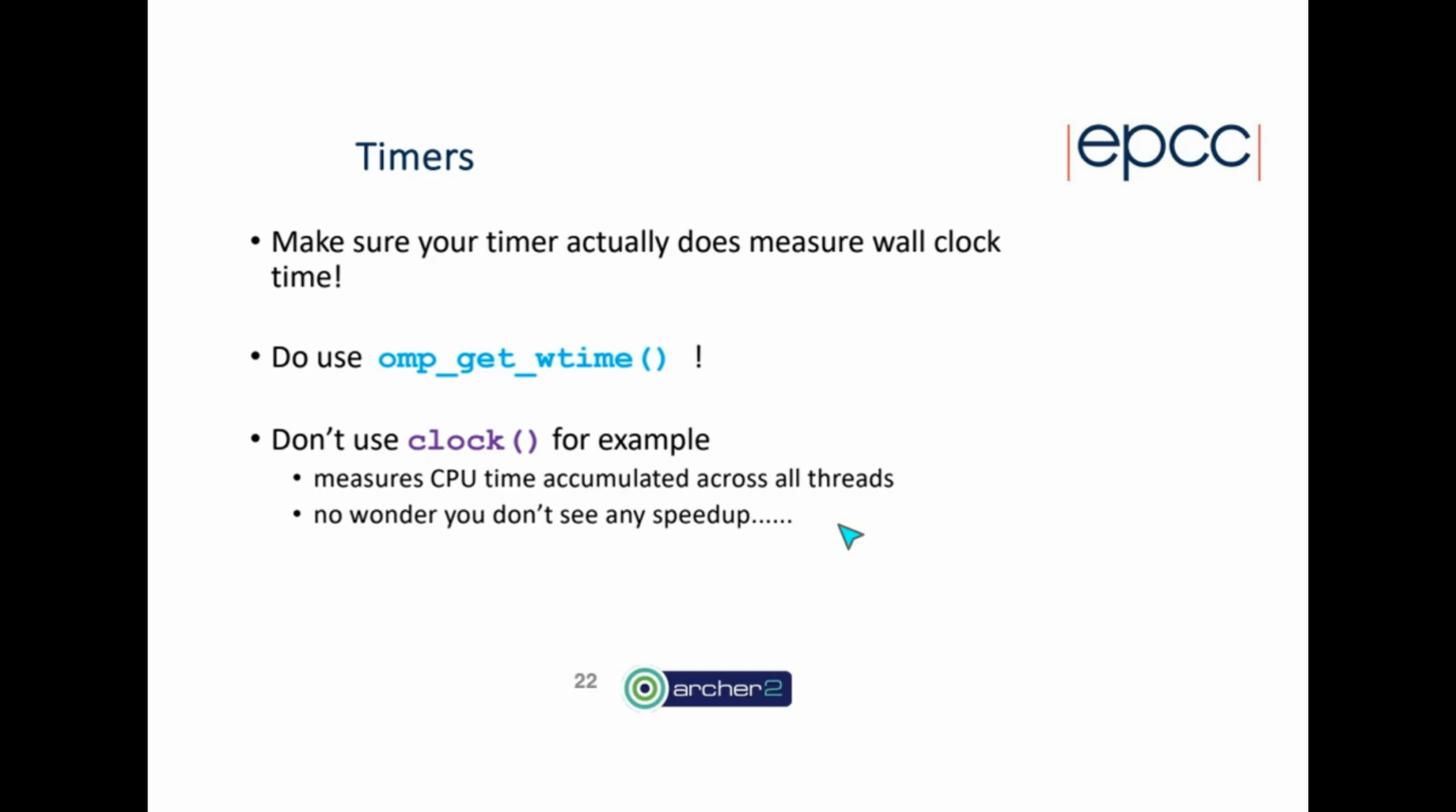So why don't I see any speedup at all when I'm timing my code? Well, your accumulated CPU time is not going to go down, no matter how well you parallelized your code. So that's one to watch out for. Particularly if you inherit code from somewhere that already has timers implemented, do check and see what it is using.